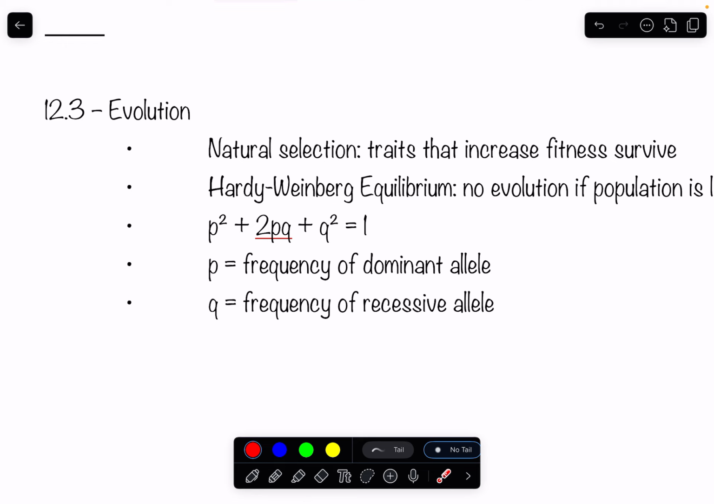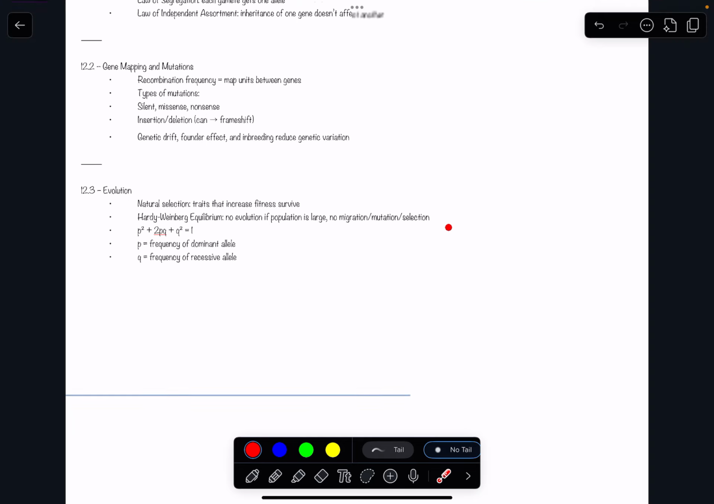Even though I quite literally struggled so long to learn this whole thing, I was really bad with this, and then it wasn't even on any of my full lengths, so that was annoying. But it might be on yours. So p squared plus 2pq plus q squared equals 1. And then your p is the dominant allele, and q is the recessive allele.